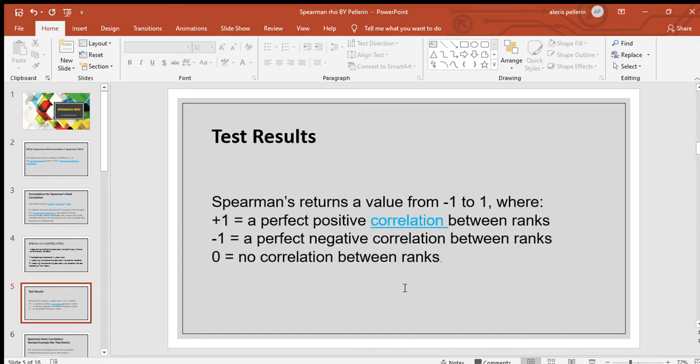The test result of the Spearman's returns a value from -1 to 1, where 1 is a perfect positive correlation between ranks, and -1 is a perfect negative correlation between ranks. And if it is 0, this means there is no correlation between ranks.